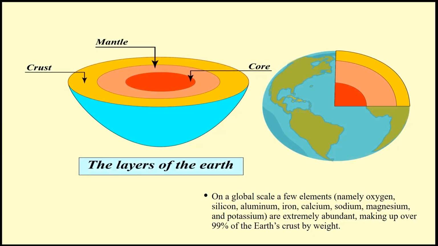So the abundance and distribution of minerals are very uneven, as we know. On a global scale, only a few elements like oxygen, silicon, aluminum, iron, calcium, sodium, magnesium and potassium are extremely abundant, making up over 99% of the earth's crust by weight. But at the same time, some other elements like copper, tin, etc. are very rare. Again, if you look into most of the mineral deposits, they are not usable and their supplies are exhaustible, particularly for rare minerals.